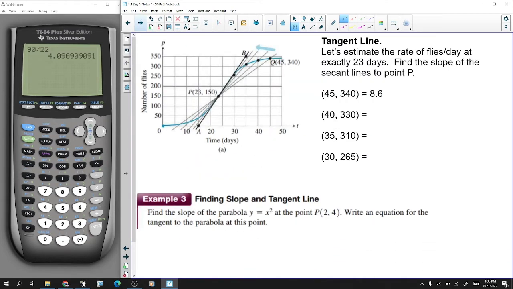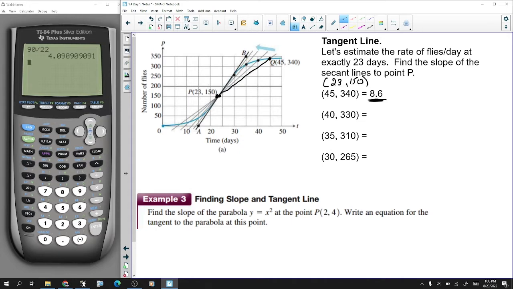All right, tangent lines. Let's estimate the rate of flies per day at exactly 23 days. Find the slope of the secant line to point P. So we're going to find the slope of the secant line starting at point P, going to this point Q, which is (45, 340). And we find that the slope of that secant line is 8.6.